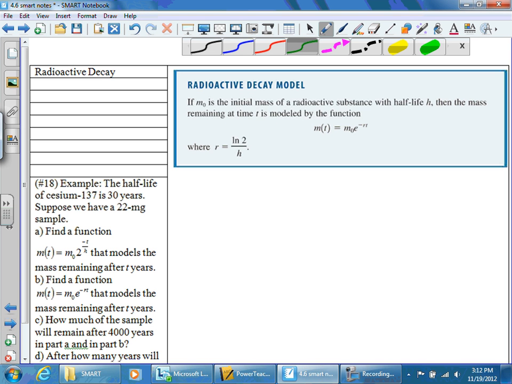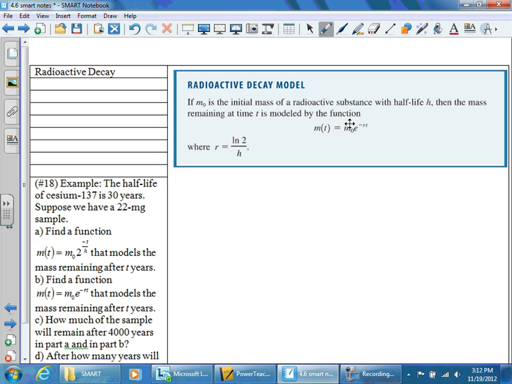Okay, radioactive decay. So it's going to decay, and I'm given this formula. So here, this is our initial, here's our rate and our time. If it tells you a half-life, then you can find your rate by doing the ln of 2 divided by the half-life.